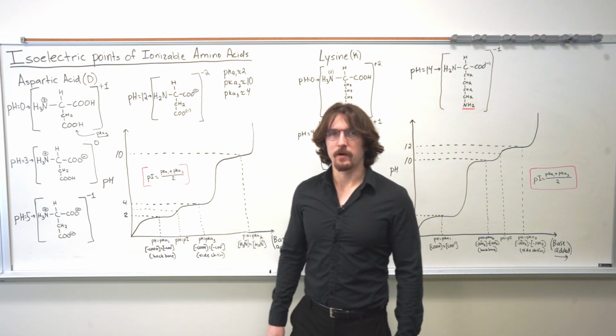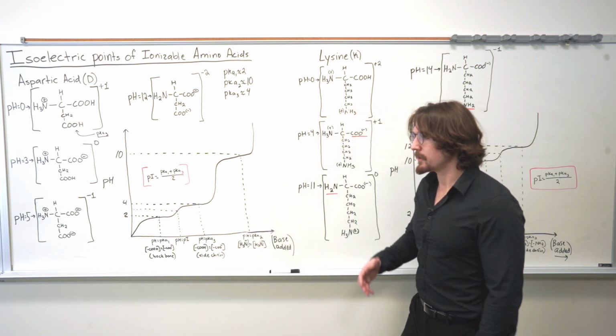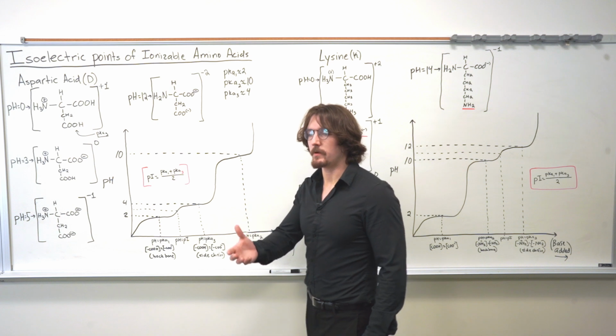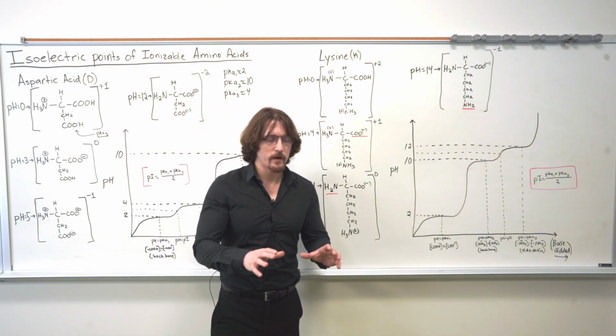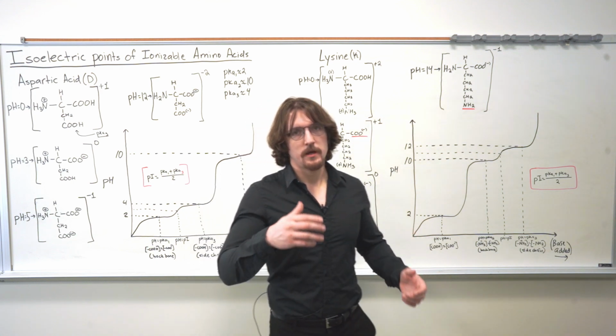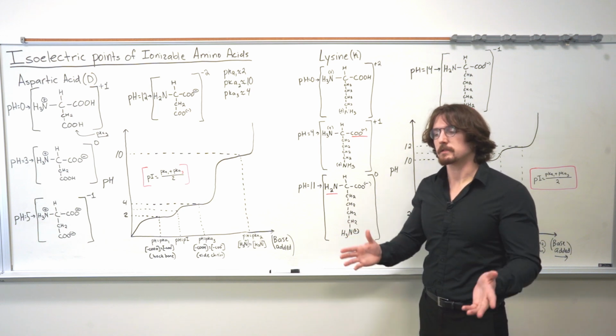Welcome to our video about isoelectric points of amino acids with ionizable side chains. Recall that every amino acid is able to exist as a zwitterion, a form that has both positive and negative charges, but overall the species is neutral. So they all cancel out.